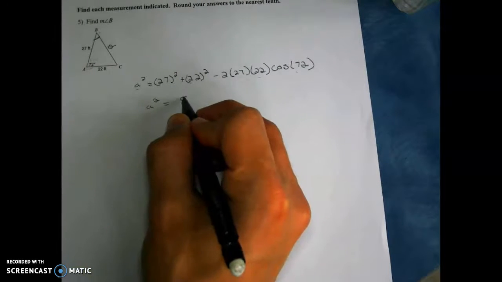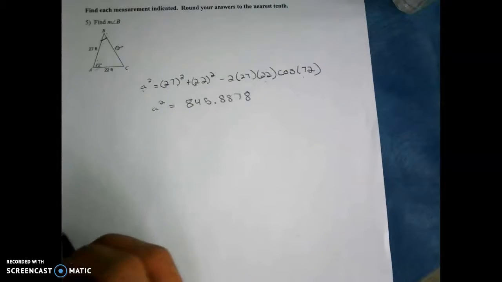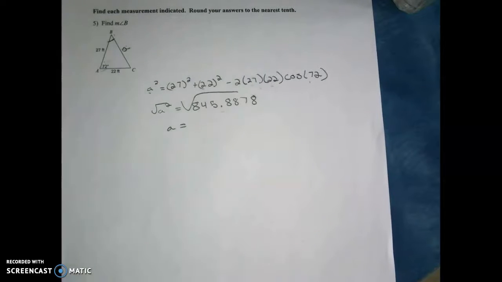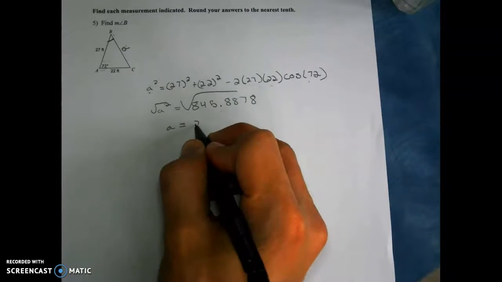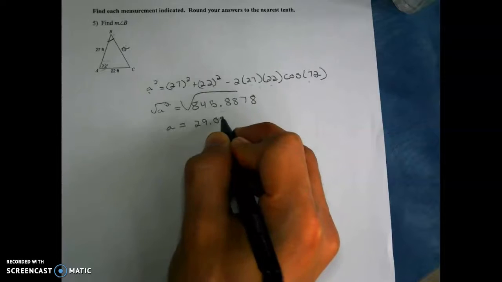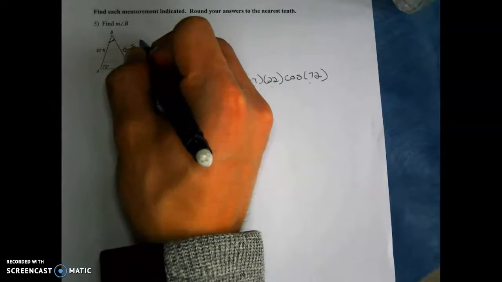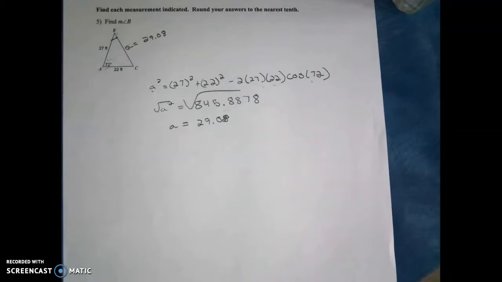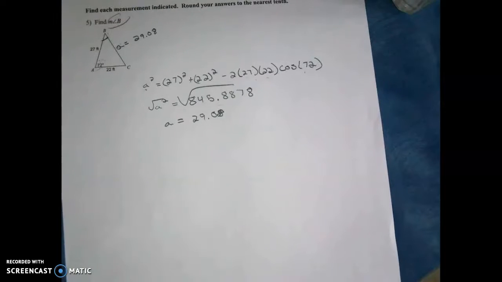But I still have to square root it. So I'm just going to put this here, 845.8878. I'm going to make sure I use the whole decimal that I have. I'm going to square root. So then I get A is equal to 29.08. So now I have side A, little a, as 29.08. Perfect. Now that I have that side, I can use law of sines to find what we're looking for, the measure of angle B.